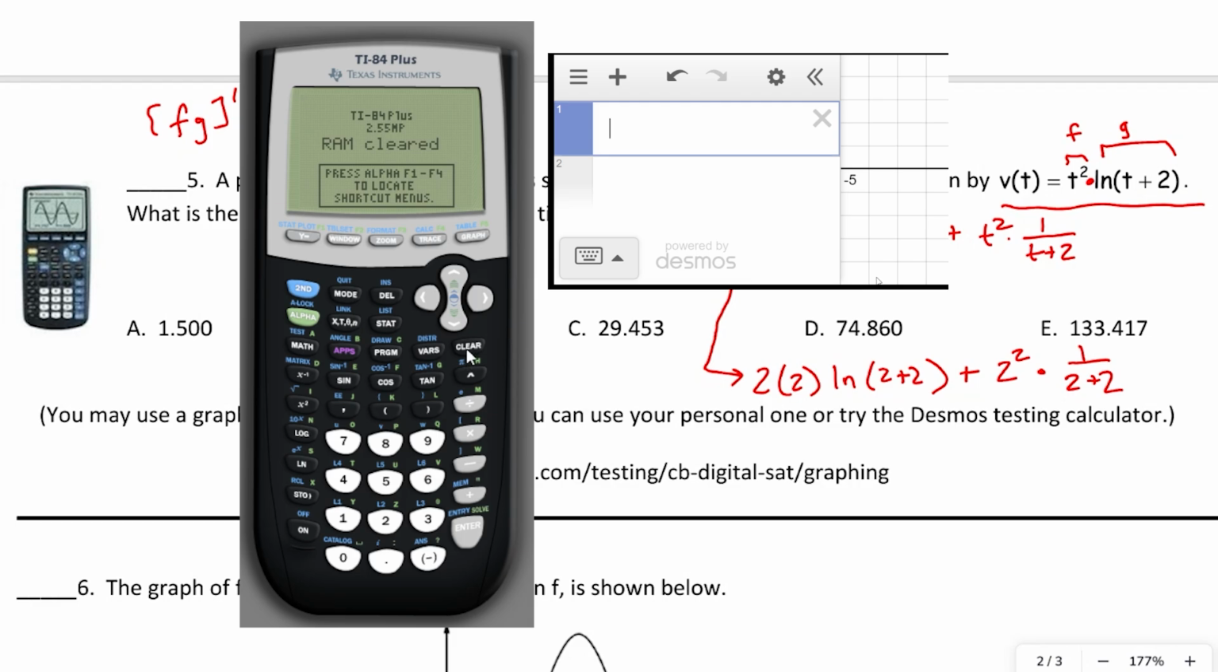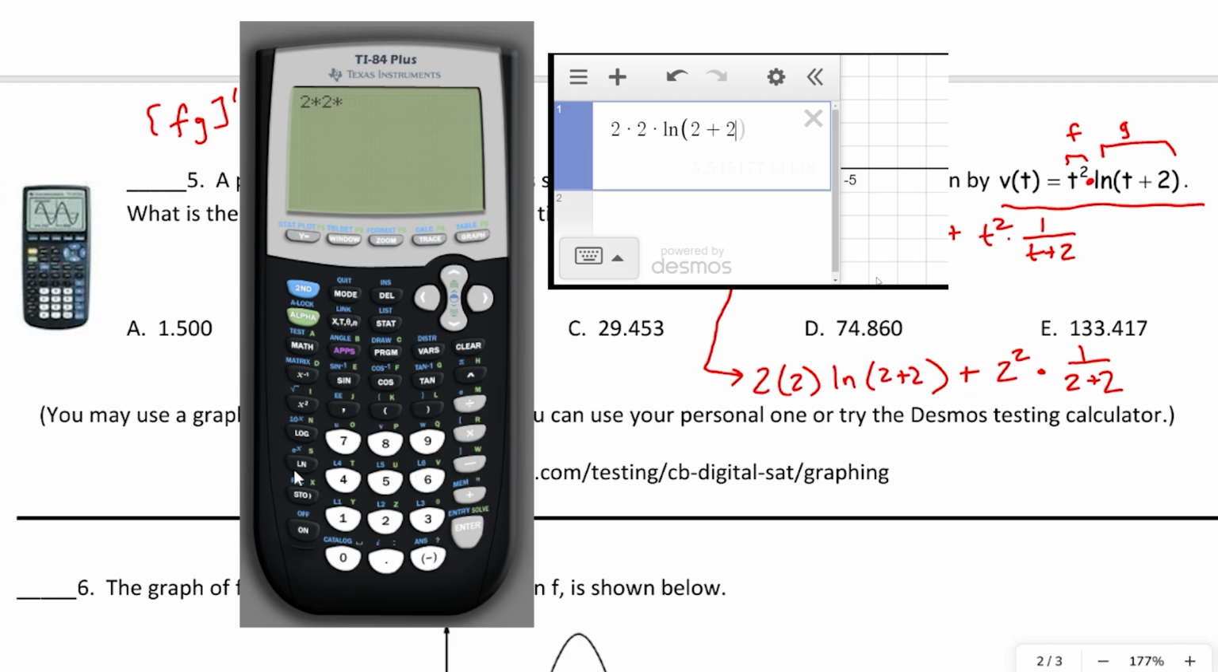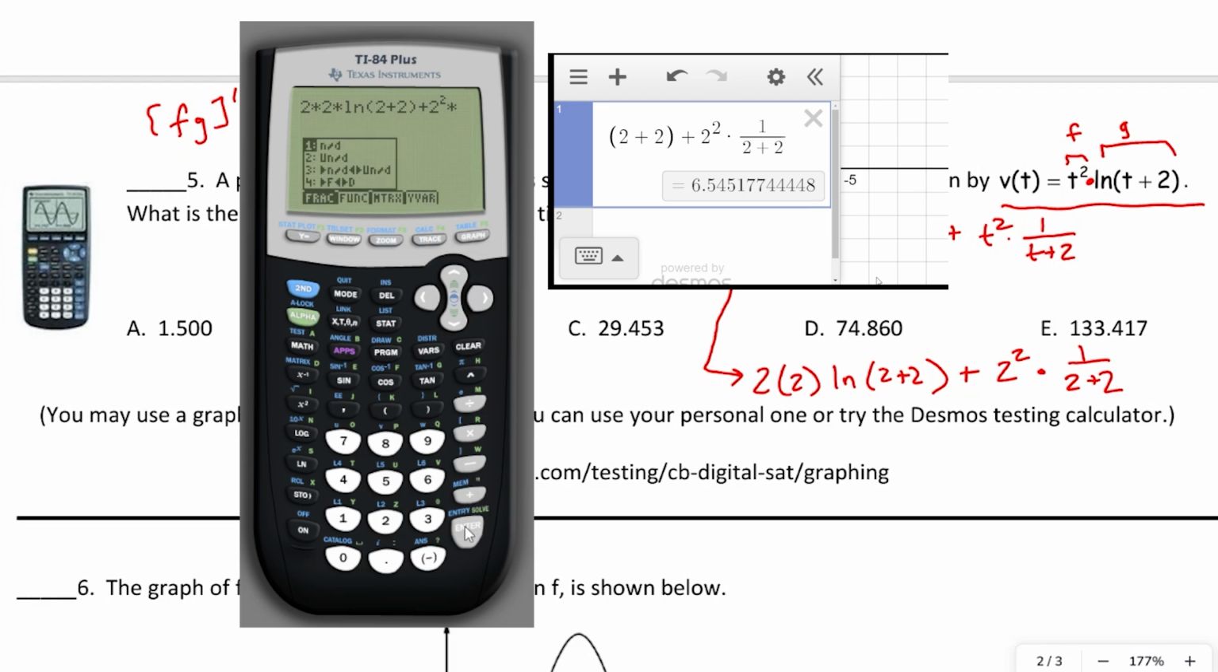And I'm going to type this in: 2 times 2 times the natural log of 2 plus 2, plus 2 squared times 1 over 2 plus 2. And I'm getting, let's see here. Oh, I mistyped that. Let me back it up a second. Oh, hold up. I'm not plugging in 2. What am I doing here? Oh my God. Where did that 2 even come from?